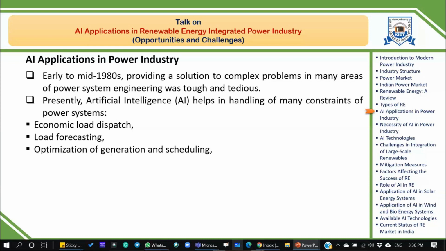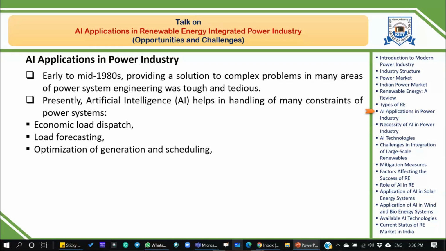Now load forecasting is one of the important areas in the power industry. The importance of load forecasting has become greater after integration of renewable energy and after implementation of deregulation in the power market. Because in the deregulated power market operation, all the stakeholders have the opportunity to optimize their own generation and consumption level. And if you do not properly forecast the load condition in the system, then maybe your transmission network will collapse.